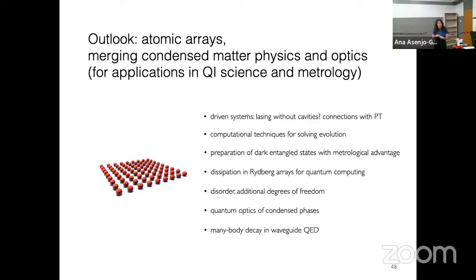The idea that superradiance happens at distances comparable to the wavelength makes me think that perhaps this may be an issue in systems like arrays of Rydberg atoms for quantum computation. And then following a question, I think one interesting thing is to revisit these experiments of superradiance in BEC and in general in condensed phases, and try to understand the quantum optics there. And one thing that we are exploring now is many-body decay in waveguide QED, which I didn't have time to talk about, but I'm happy to discuss that if somebody is interested.